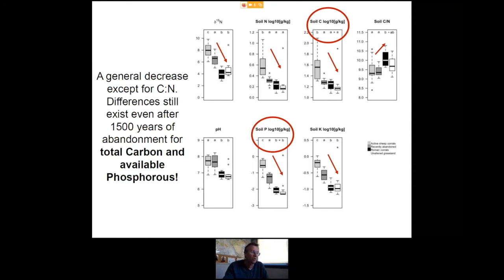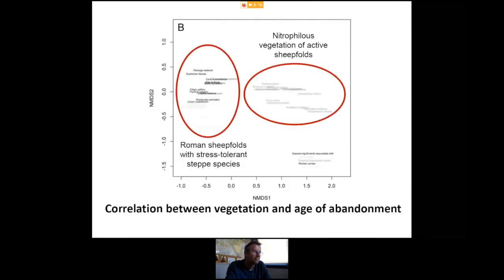of sheep, which is pretty incredible because, of course, during these 150 years of abandonment of the Roman sheepfold, grazing and fires continue. So the signal is still present, even with the continuity of grazing and the continuity of the fire regime, which was not expected at the beginning.